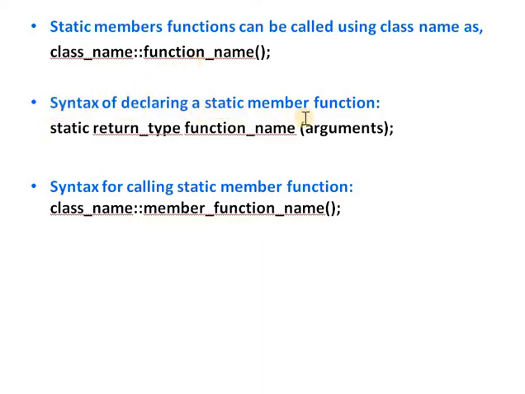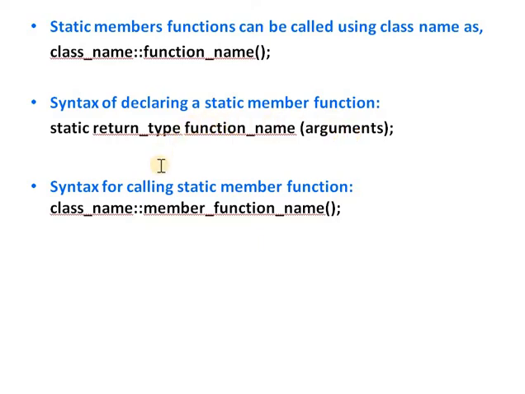Syntax for declaring a static member function. When you want to specify a static member function, first use the static keyword. After the static keyword, specify the return type, because a function returns a value in program execution. Then comes the function name, and if the function has arguments, you pass them for that particular function.